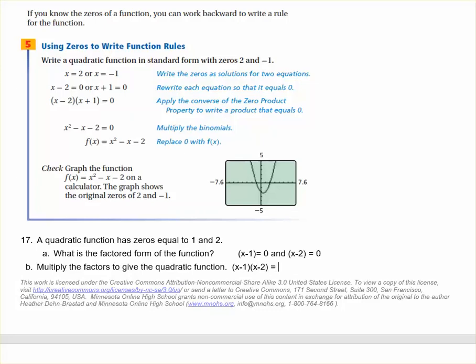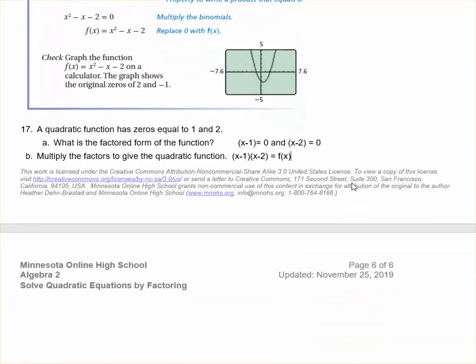I guess I should write that this is equal to f of x instead of 0 now. And now we're going to FOIL this together to get our standard form. So I would take x times x is x squared. Outer term would be minus 2x. Inner term would be minus 1x. And the last times last would be negative 1 times negative 2. That would be a plus 2. Then I should say that this is what f of x is equal to again.